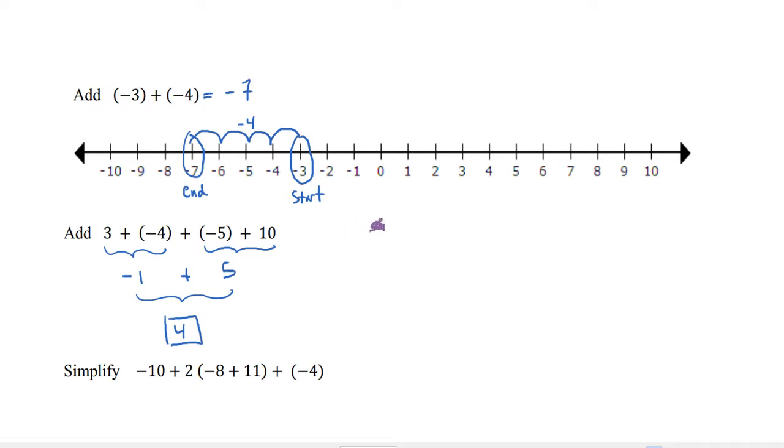Another way to simplify it is you can add positives. So that would be 3 plus 10, which is 13. And then you can add negatives. So -4 plus -5 would be -9. And then you could just add the results.